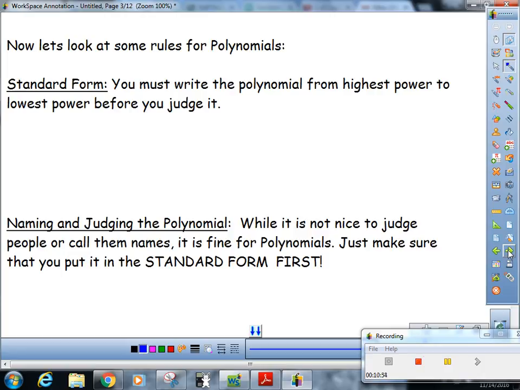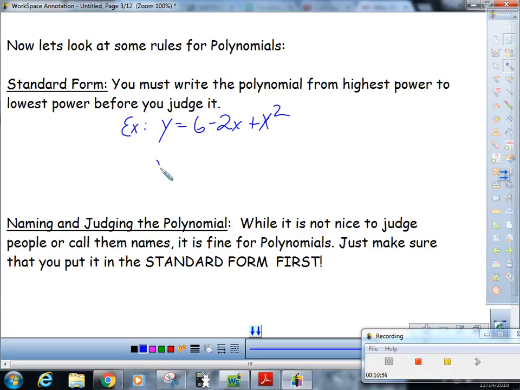So, you have to write these things in standard form so that you can judge it. So, for example, if you had y equals 6 minus 2x plus x squared, you would want to rewrite that as y equals x squared minus 2x plus 6. Now you can identify it by its highest power. Its highest power is a 2, so this thing is going to be a parabola. Does that make sense?